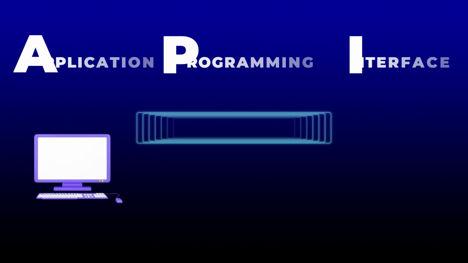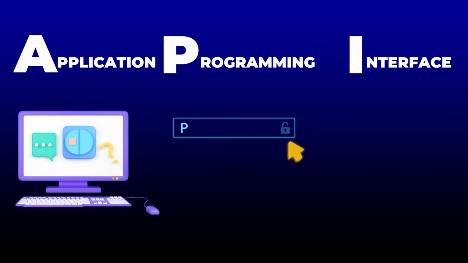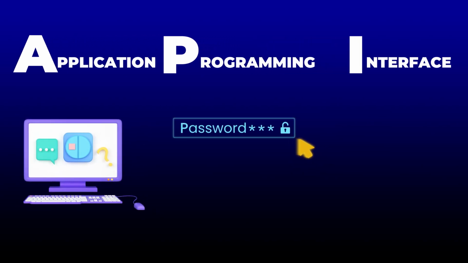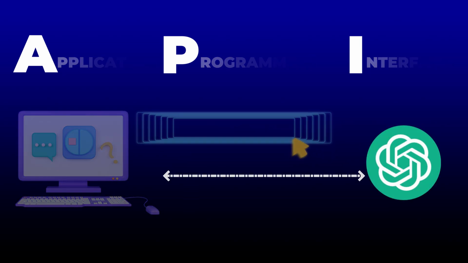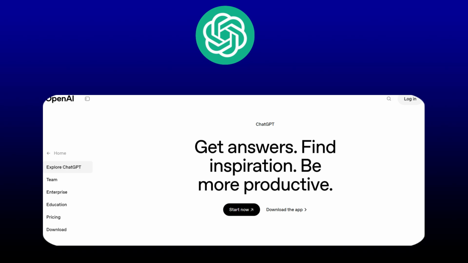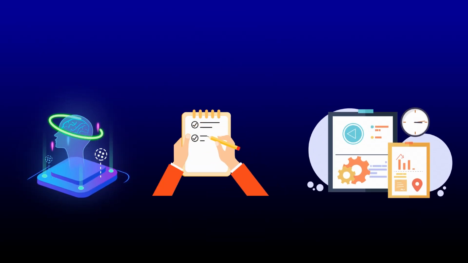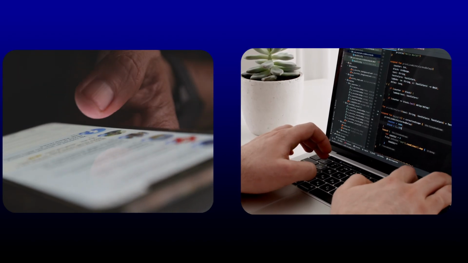First, let's quickly understand what an API key is and why it matters. An API, or application programming interface key, is like a password for machines. It lets your code securely talk to OpenAI's AI services without needing to log in manually. Instead of using ChatGPT through their website, an API key lets you integrate ChatGPT directly into your apps, scripts, or automation tools. You can build chatbots, create content, or analyze data, all through code. This is what separates casual users from actual AI builders.